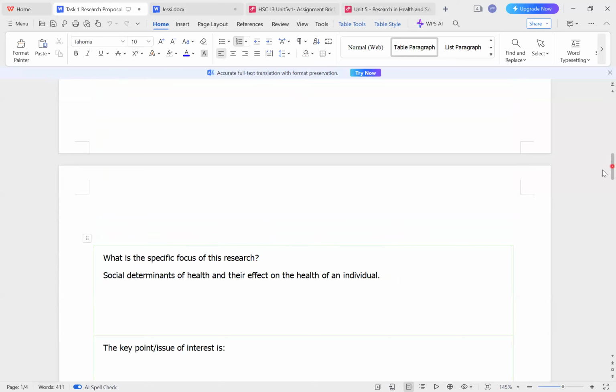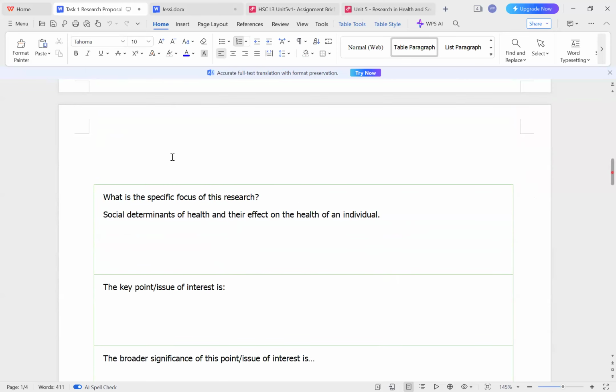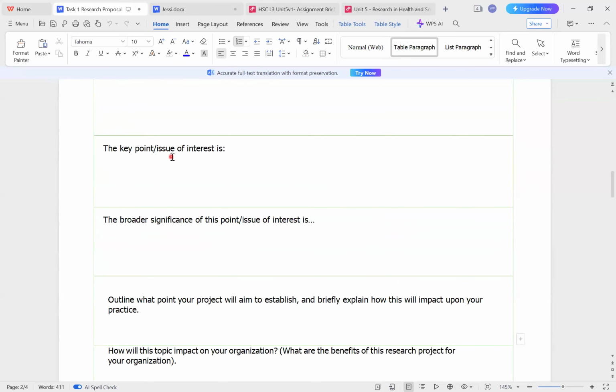So what is it that your research is basically focusing on? The key point or issue of interest in your research. What is the broader significance of this issue of interest? Outline what point your project will aim to establish, and briefly explain how this will impact upon your practice, if it has to have an impact on your practice.